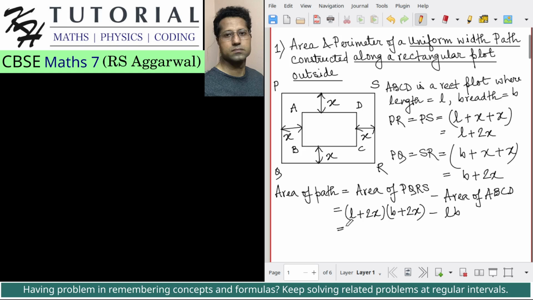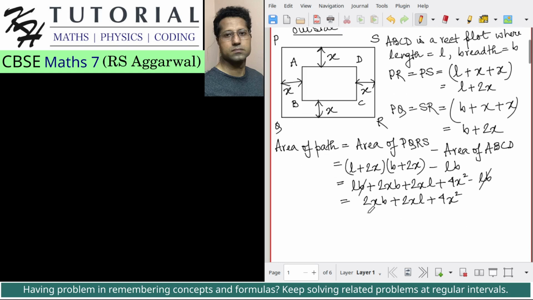Now if you simplify the product of L plus 2x and B plus 2x, it will be LB plus 2xB plus 2xL plus 4x square minus LB. LB minus LB will cancel out, and we have 2xB plus 2xL plus 4x square.